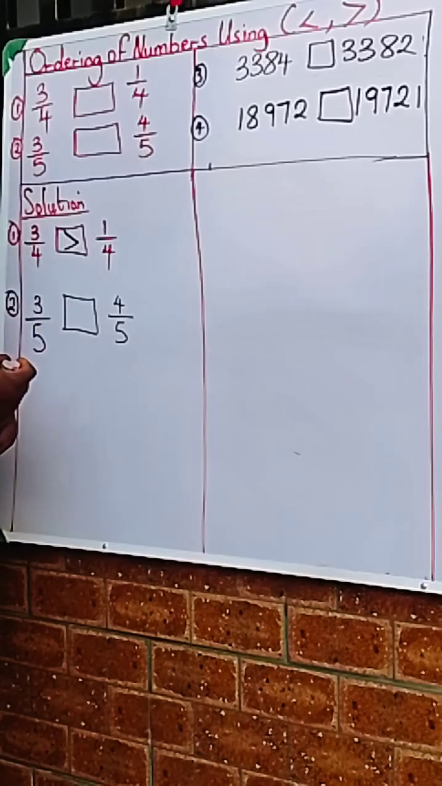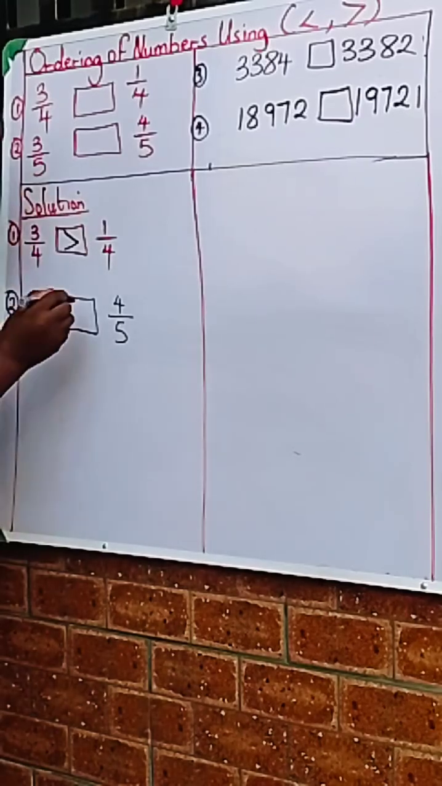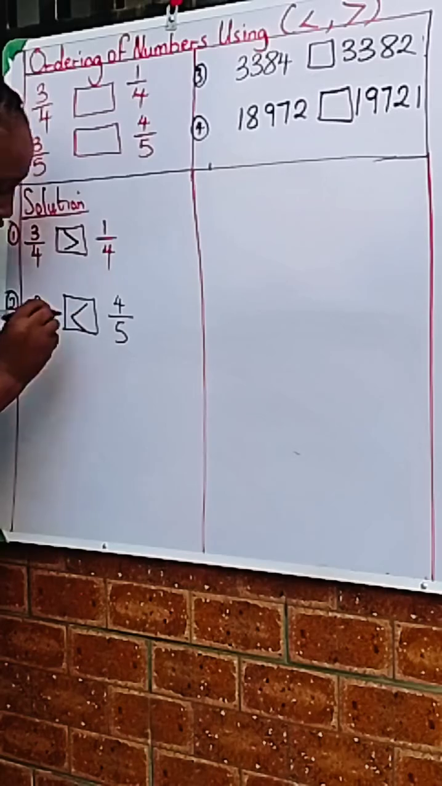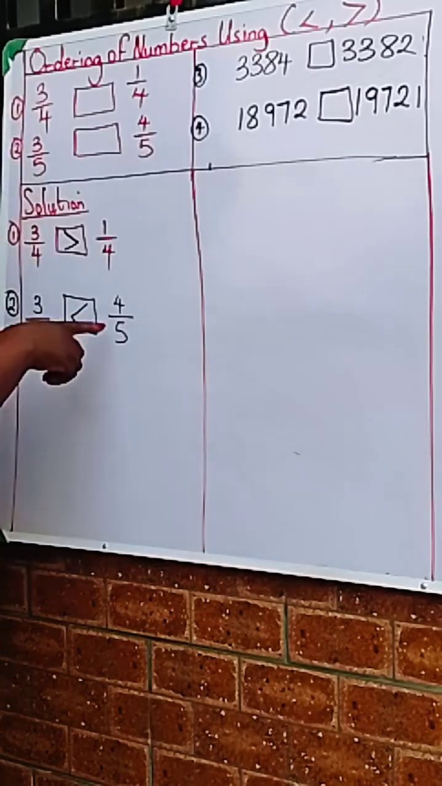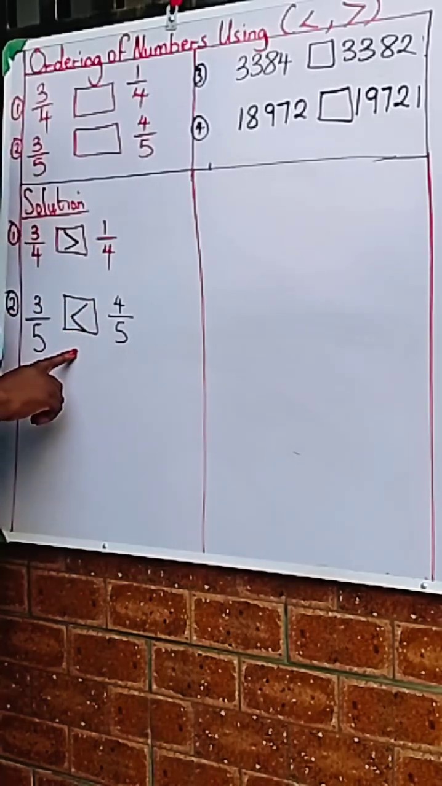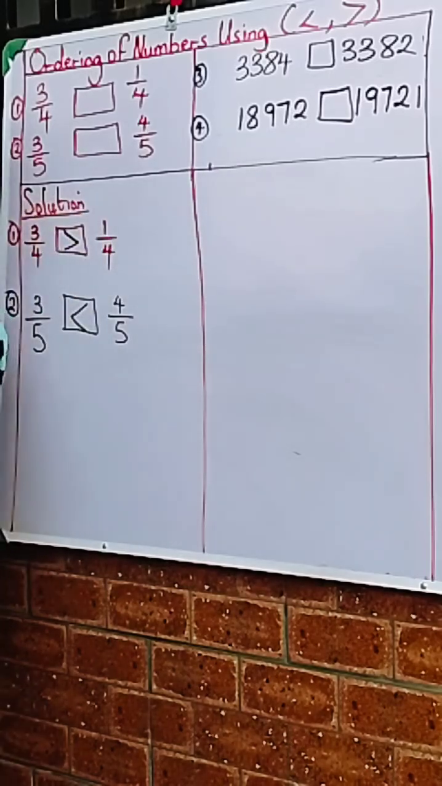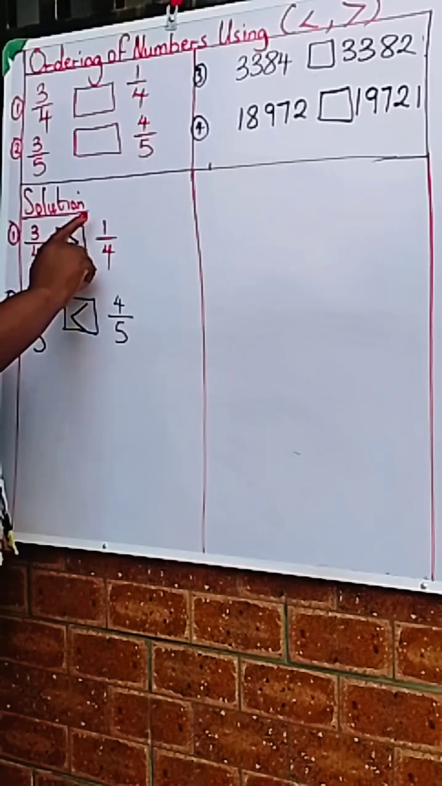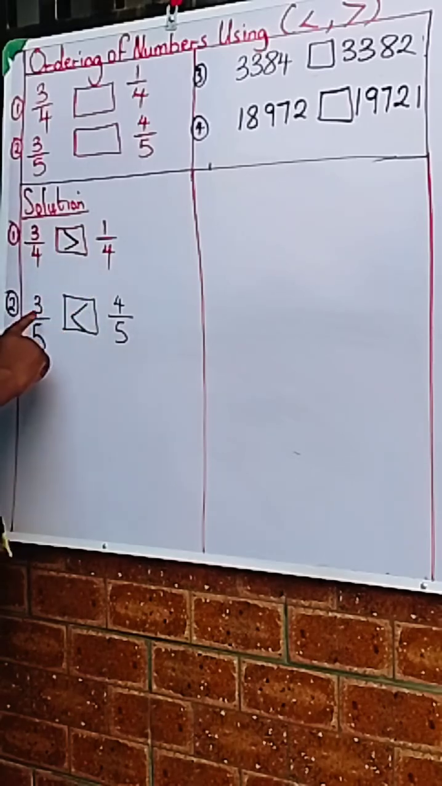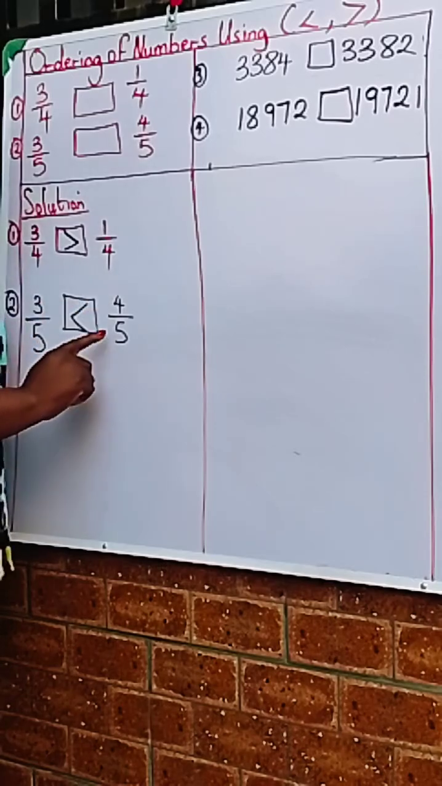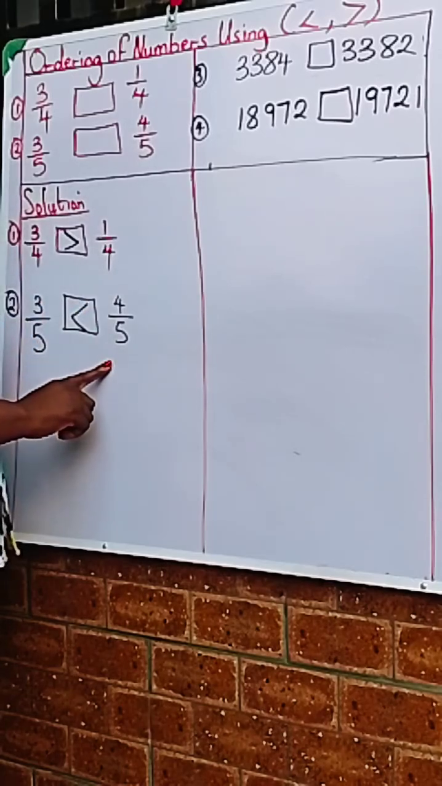And you have to open the mouth of your sign to swallow the bigger number. And what sign is this? This is less than, your left hand. So this is greater than, and this is less than. So 3/4 is greater than 1/4. 3/5 is less than 4/5. I hope you understand.